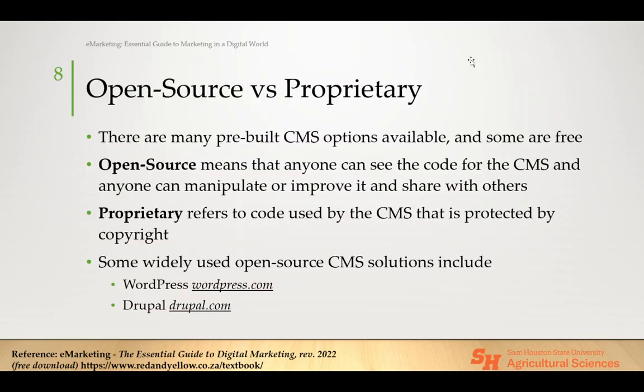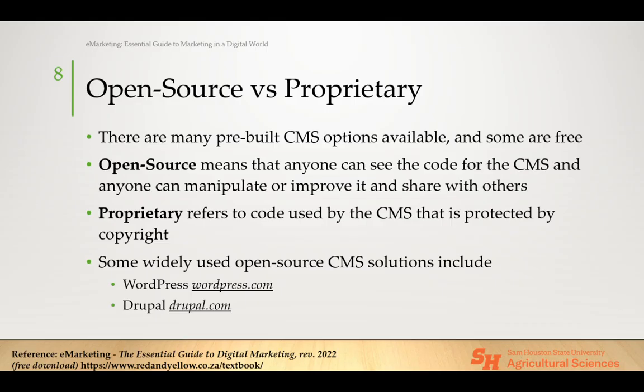The other question we need to look at is whether or not the CMS will offer you open source or proprietary content. There are many pre-built CMS options available, and some are free. Open source means that anyone can see the code for the CMS and anyone can manipulate or improve it and share it with others. Proprietary, however, refers to code used by the CMS that is protected by copyright. Some widely used open source CMS solutions include WordPress and Drupal.